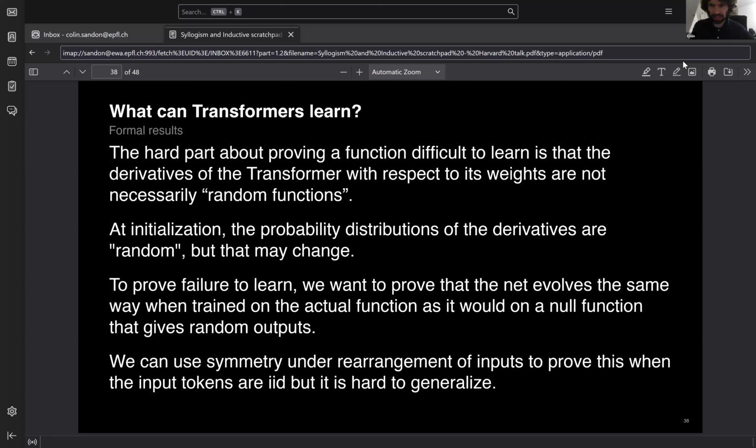Among other things, if we have an input distribution where the input tokens are all identically distributed, we can use symmetry under rearrangement of inputs and argue that all the weights' probability distributions will stay symmetric under rearrangements of inputs, which allows us to proceed and make this proof. However, that's a fairly specific assumption.